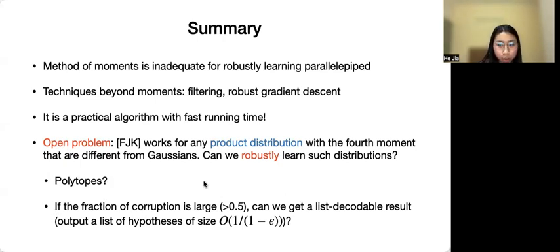And the other direction is what we call the list-decodable algorithm. If the fraction of corruption is large, even more than 1/2, can we get a list-decodable result? The algorithm should output a list of hypotheses of size on the order of 1 over 1 minus epsilon.